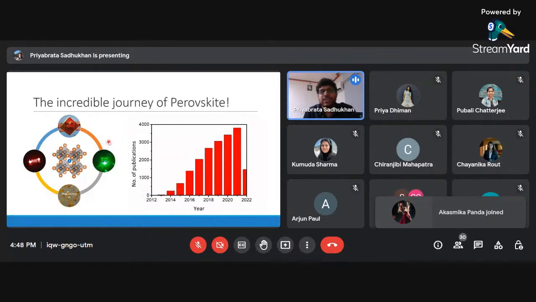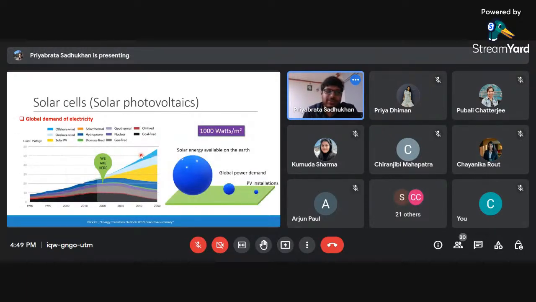Now, these perovskite materials, because of their very good properties, are so popular right now, and different labs are working on this, that we get about 4,000 articles published per year. So now you can imagine how popular this material is right now among material researchers.